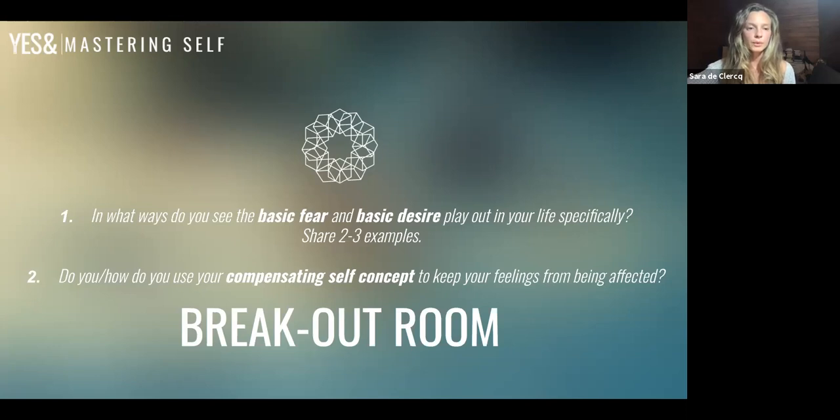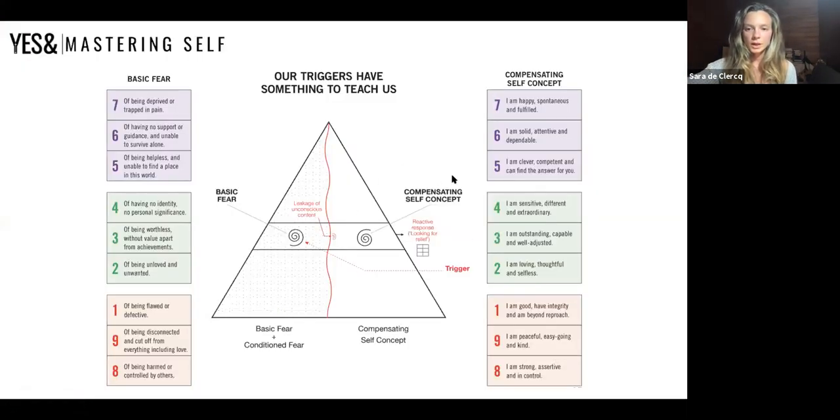That's point 1. And point 2, how do you use your compensating self-concept to keep your feelings from being affected? That was the last slide that Marion mentioned. Can we go back to the last slide for a sec? So how do you use the text there on the right hand side to keep your feelings from being affected?